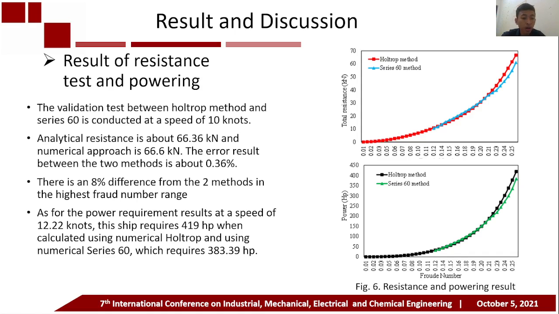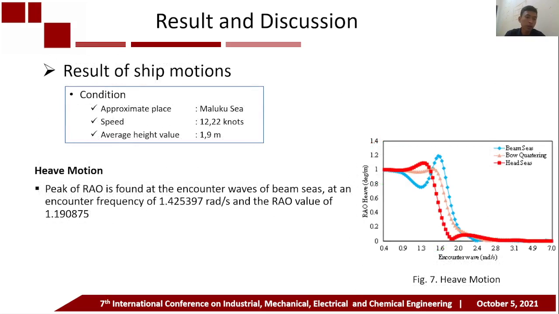As for the power requirement result, at a speed of 12.22 knots, the ship requires 419 HP when using the Holtrop method and 383 horsepower when using Series 16.